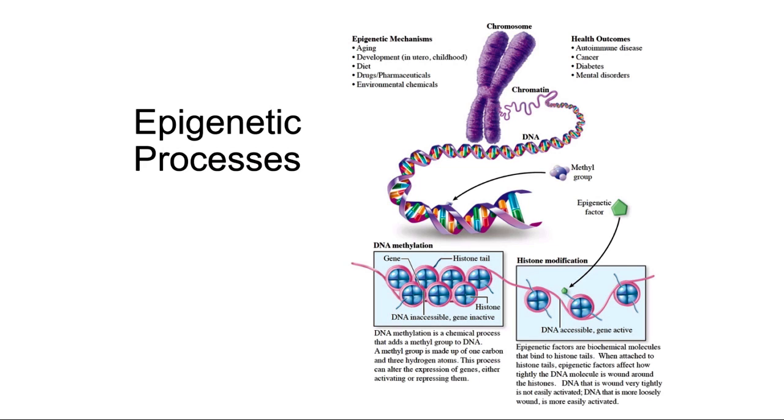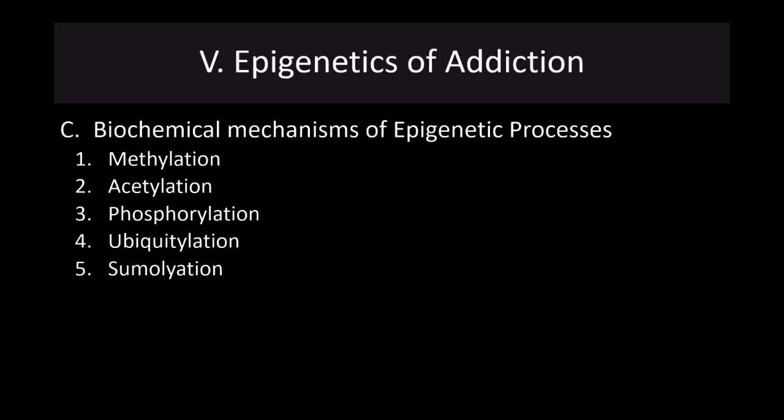The other epigenetic factors are biochemical molecules that bind to these histone tails. When they're attached to histone tails, these epigenetic factors affect how tightly the DNA molecule is wound around the histone, as I said a minute ago. So DNA that's wound very tightly is not easily activated. DNA that's more loosely wound is more easily activated. So anything that modifies this histone winding might make it more active or less active depending on which way it's modified. So DNA methylation and histone modification are the two primary processes by which these genetic expressions are changed. These are the biochemical mechanisms of epigenetic processes: methylation, acetylation, phosphorylation, ubiquitination, and sumoylation. These are all different biochemical processes that can alter the genetic expression of cells.